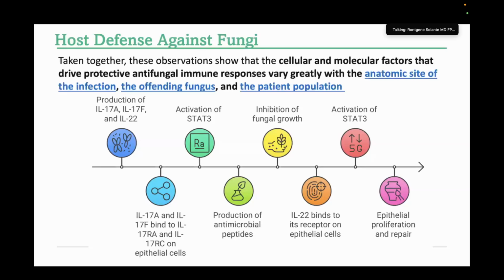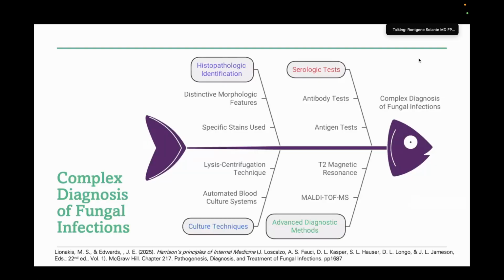So taken together, these observations show that the cellular and molecular factors that drive the protective antifungal immune response vary greatly with the anatomic site of the infection, the offending fungus, and the patient population. Those are the three very important factors you need to observe when you have a patient with fungal infection, and why these patients are prone to develop a CNS infection, a multi-organ infection, or a deep-seated infection commonly caused by a specific fungus, and of course the patient population, wherein most of these patients are asymptomatic. Okay, now we go to the diagnostic test.